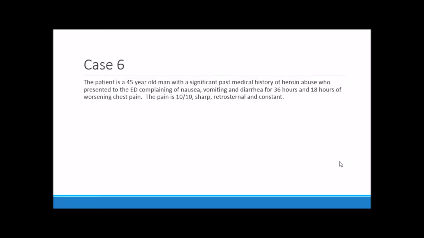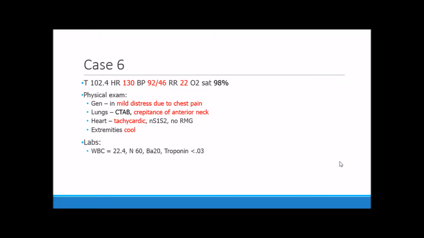Okay, case 6. The patient's 45, with significant past medical history of heroin abuse, and comes to the ED complaining of nausea, vomiting, and diarrhea for 36 hours, and then 18 hours of worsening chest pain. The pain is 10 out of 10, sharp, retrosternal, and constant. This patient has a fever of 102.4, a heart rate of 130, blood pressure of 92/46. He's tachypneic. Does he meet diagnostic criteria for SIRS? How many SIRS criteria do we have there?